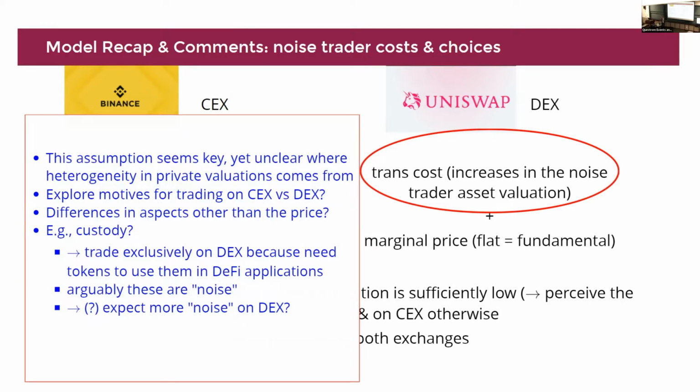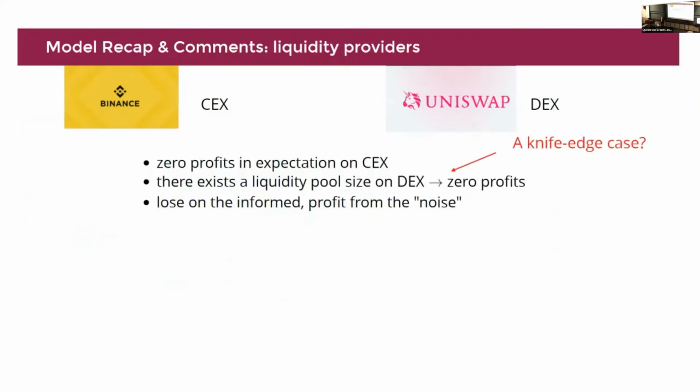I want these tokens because I want to use them in DeFi applications. I want synthetic tokens because I want to use synthetics. I might be liquidating something in a DAO. I want to trade on the DEX. Because it's the use value, arguably maybe there are more noise traders. I'm not sure, but maybe there are some traders that are just stuck on the DEXs. Some noise traders. So there might be some other assumptions, and maybe it does play an important role for why we split. My final comment is on the liquidity providers.